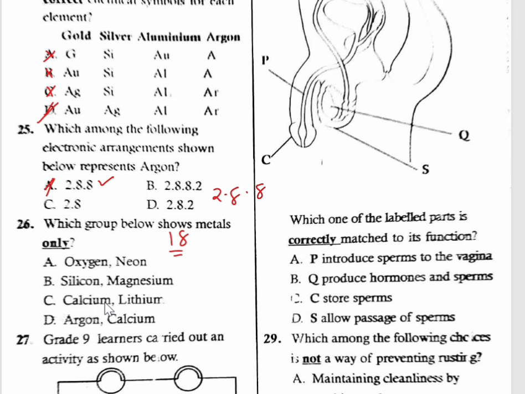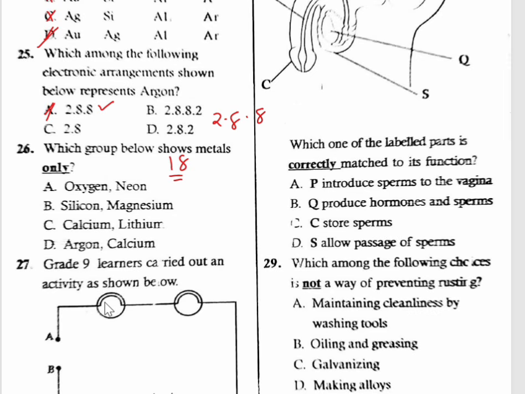26. Which group below shows metals only? So A, oxygen, neon; B, silicon, magnesium; C, calcium, lithium; D, argon and calcium. So which one do you think shows a group of metals only? Let us see. Oxygen is not a metal, and therefore this is not the correct answer. Argon is a gas, and therefore this is not the correct answer.